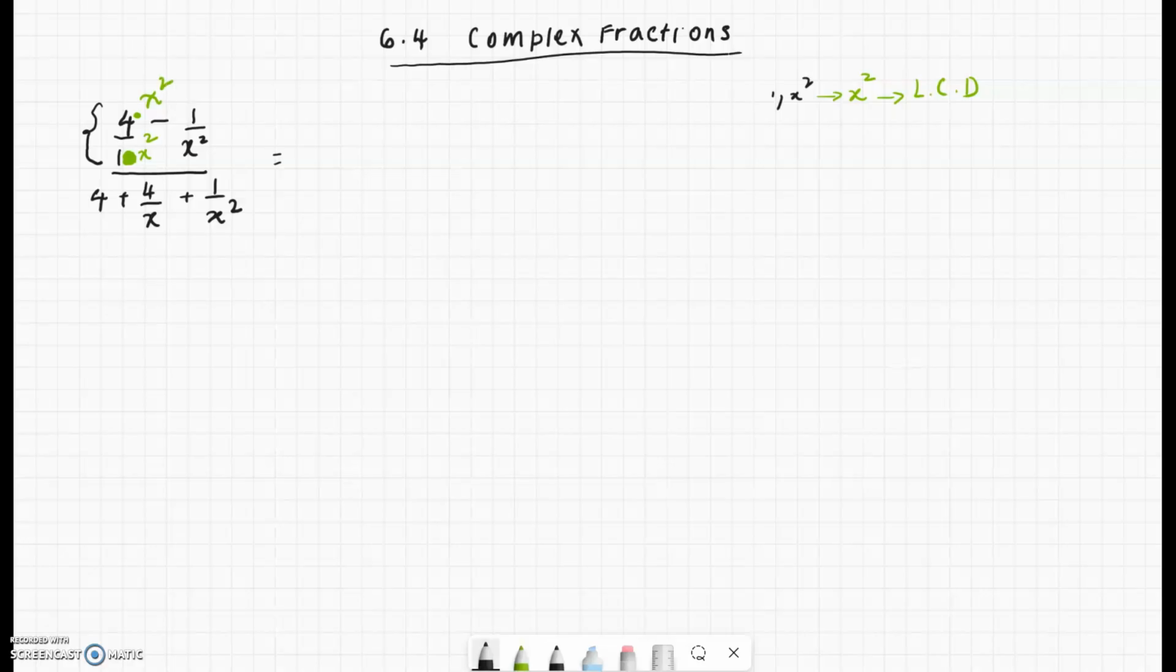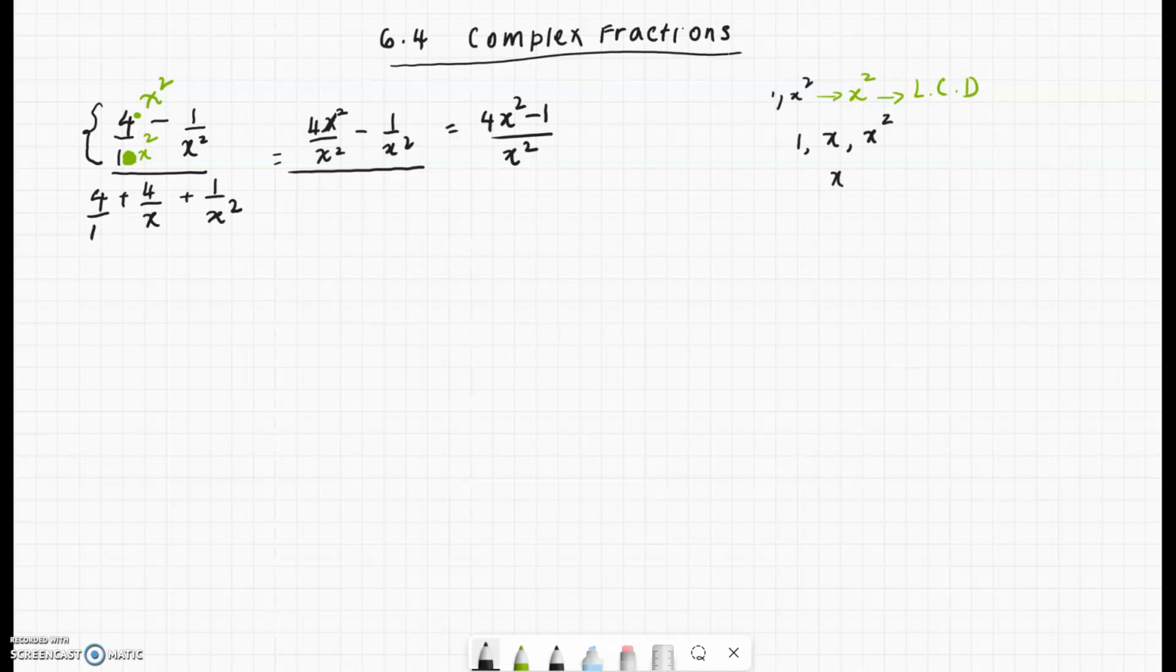So what we have here is 4x squared over x squared minus 1 over x squared, which is equal to 4x squared minus 1 over x squared. Now we look at the denominator. In the denominator, we need to find the LCM of 1x and x squared.